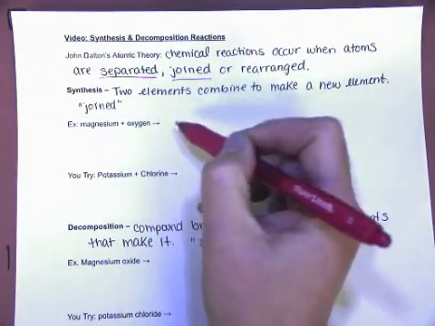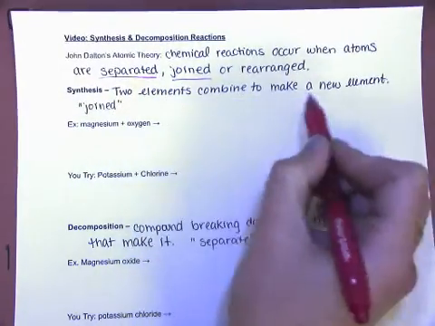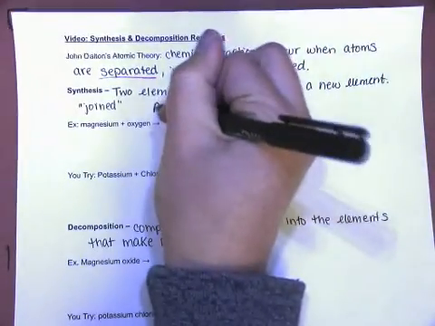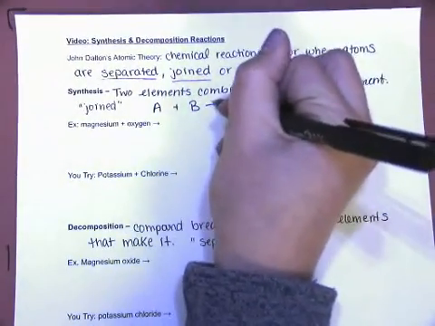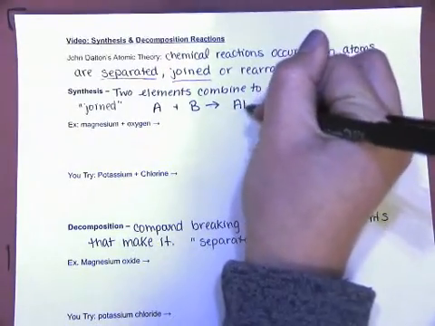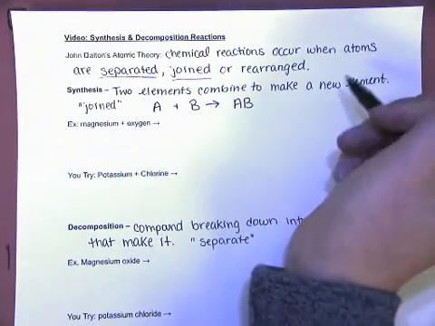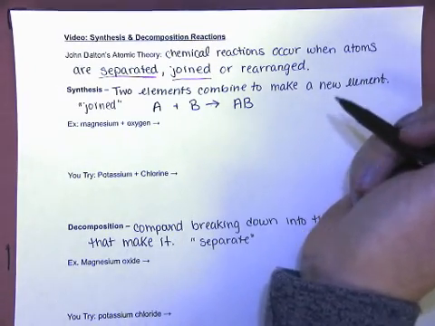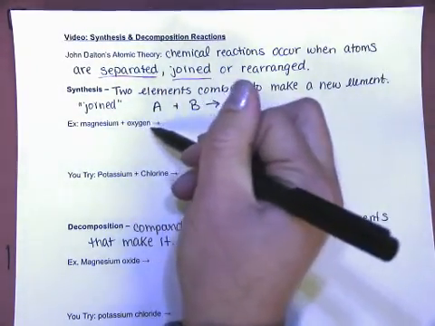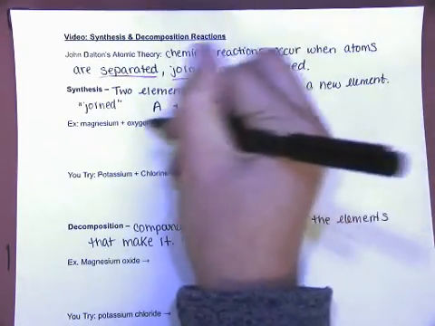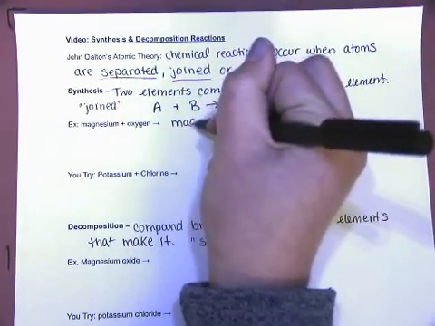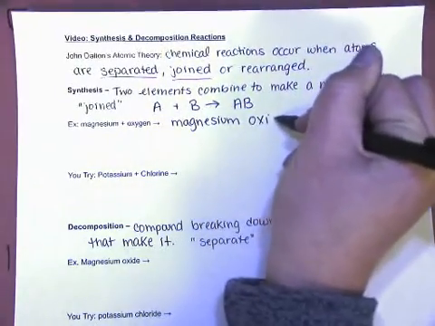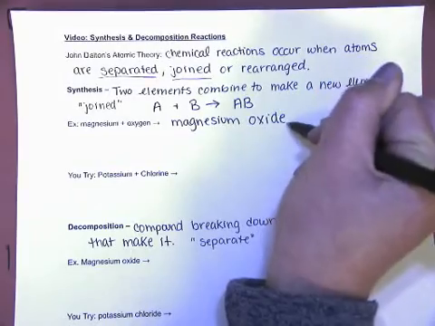The first type are synthesis reactions. Here, two elements combine to make a new compound, so our atoms are joined. So if I have element A that reacts with element B, they're going to combine together to make compound AB. Now we can write these just like how we wrote our chemical formulas before. Magnesium plus oxygen are going to react together to make the ionic compound magnesium oxide. Remember, they end in -ide.